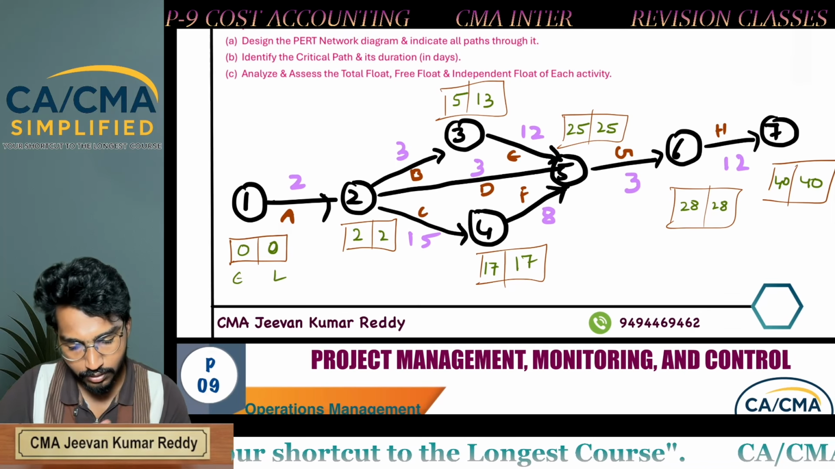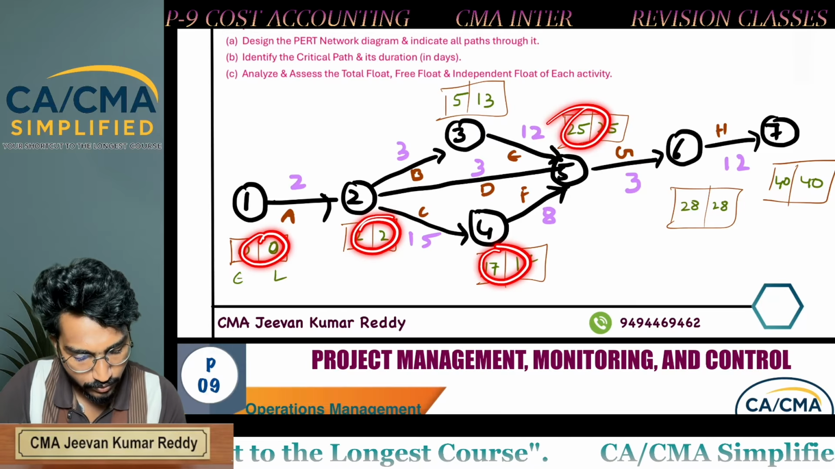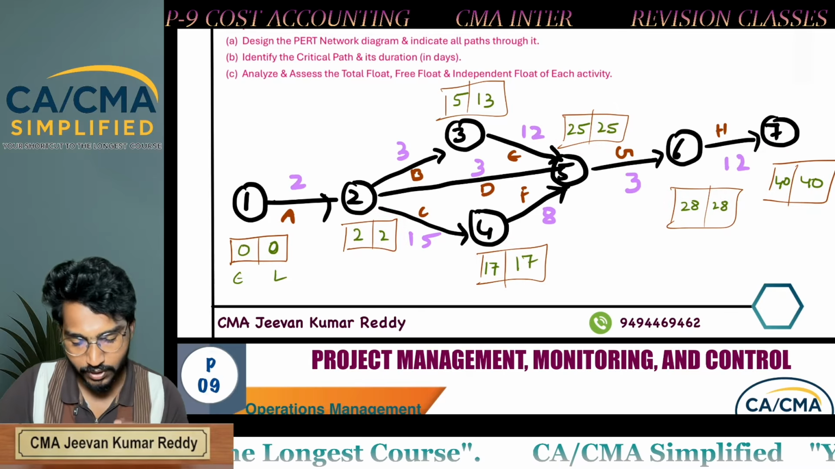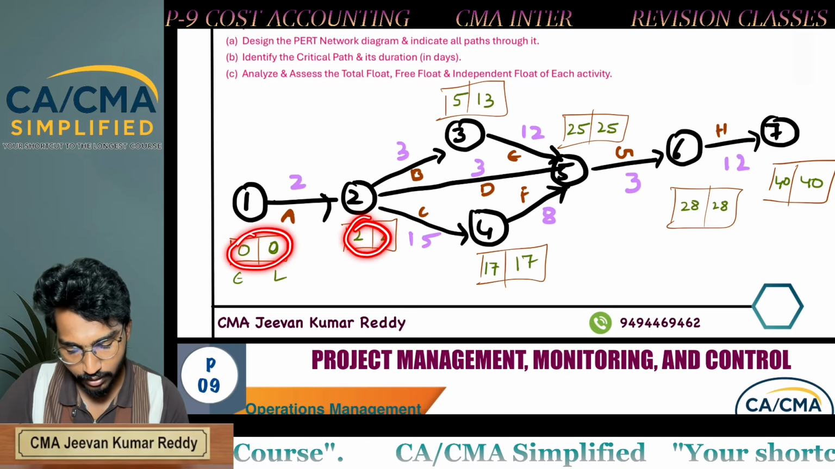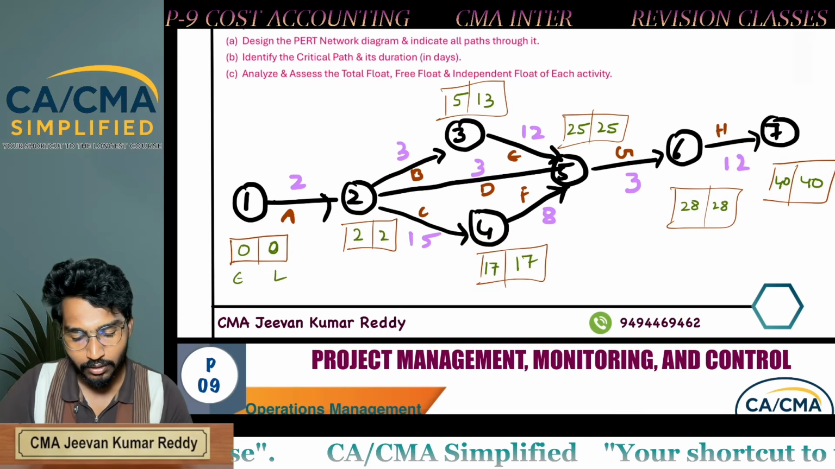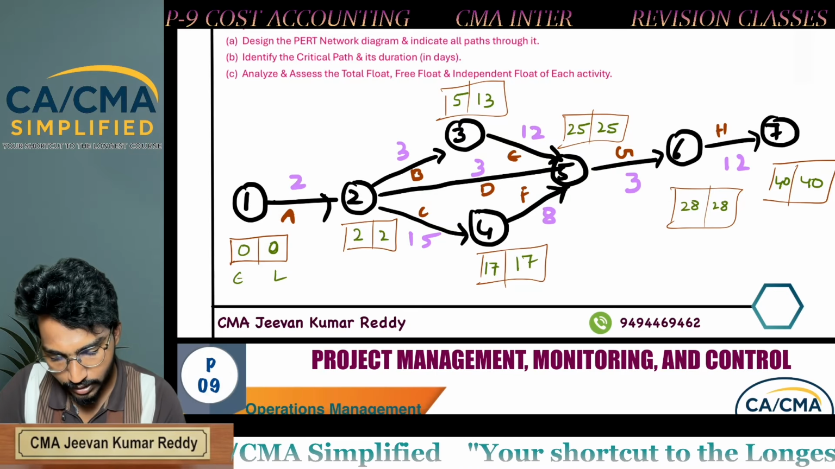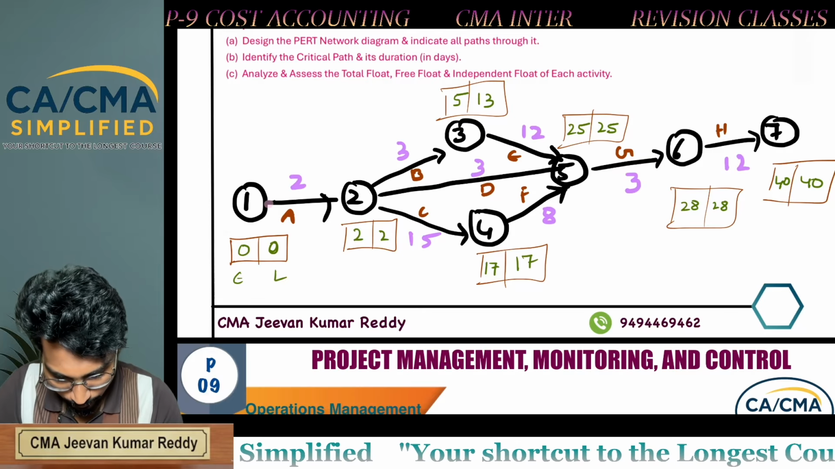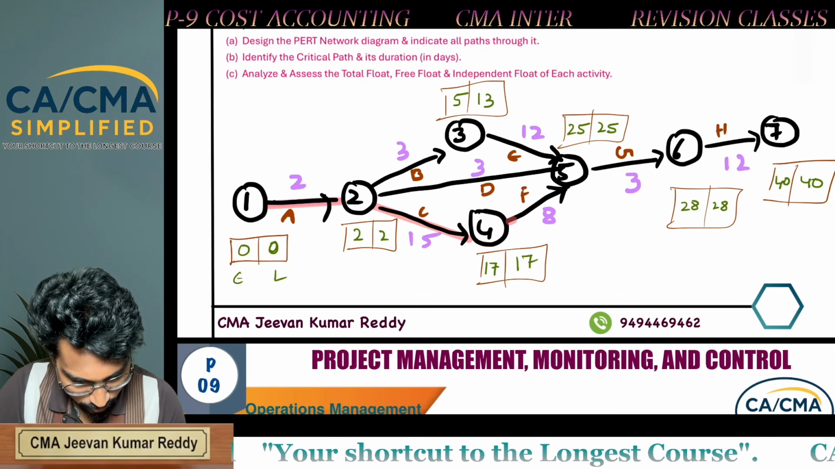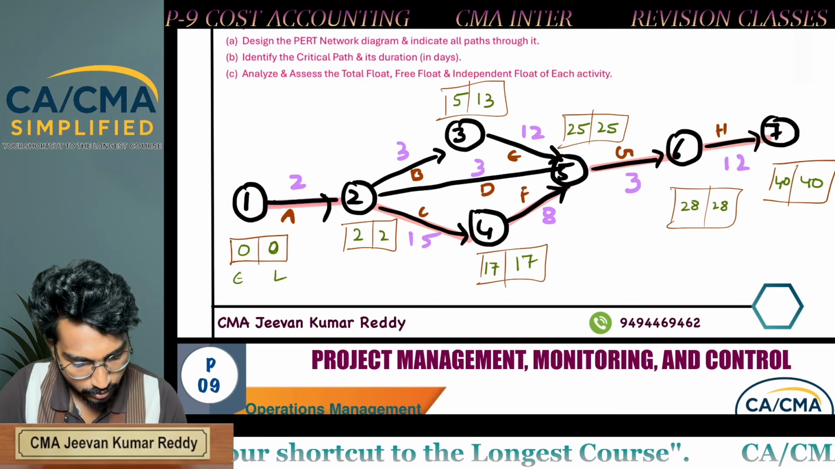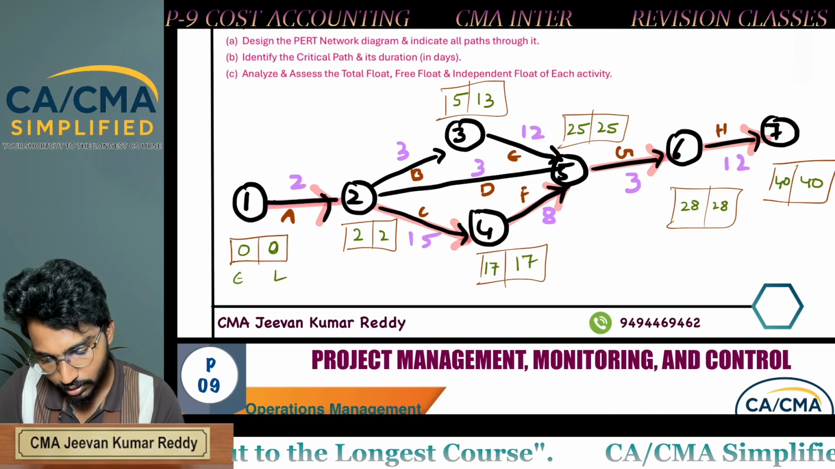If you see here: 0, 0, 2, 2, 17, 17, 25, 25, 28, 29, 40, 40. For critical activities, the E and L must be the same. This is your critical path. On the critical path line, E and L will be the same.